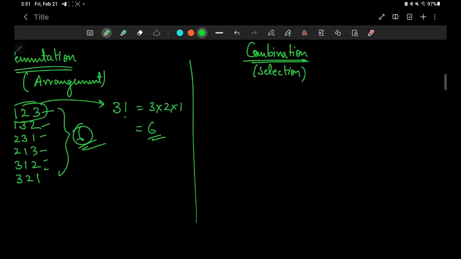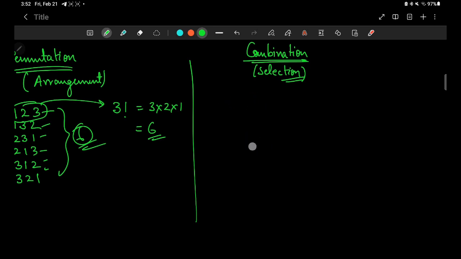Combination is nothing but selection. How many ways you can select it? Let's say there are 2 people. How many ways can you select them? Considering you are going to select only one person, you will select this guy or you will select this guy, right? So 2 ways are possible if you're going to select only one guy. If you select 2 people, only one way is possible, right?